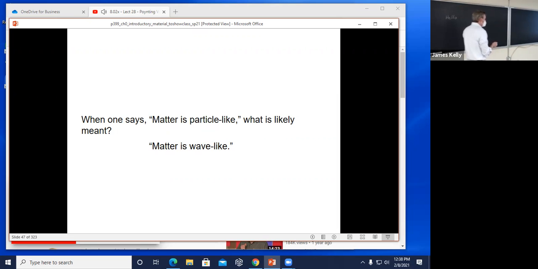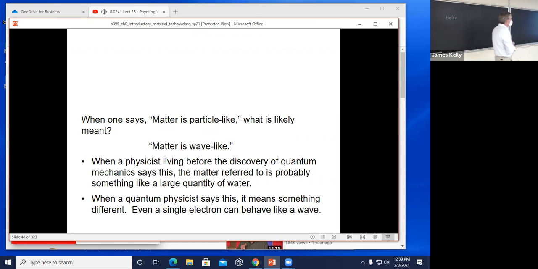But people might think that, or more prosaically, they might just be thinking of water. Well, water can sort of be wave-like. Again, it's not a very precise use of language. If a physicist living before the discovery of quantum says matter is wave-like, they're probably thinking about a quantity of water or the sound waves in the room, and they might say, well, the air in the room is kind of wave-like. Well, it's not really wave-like. It's the medium for a wave.